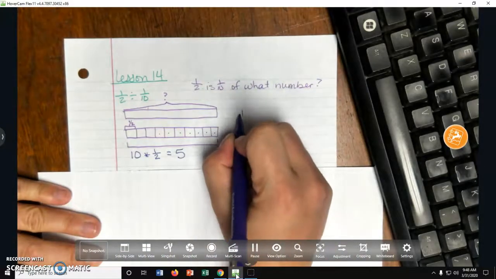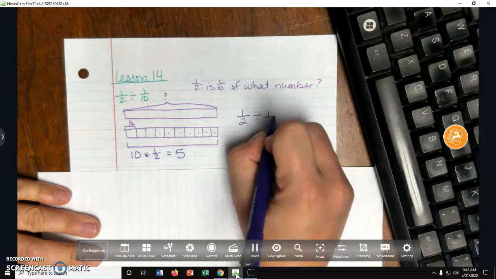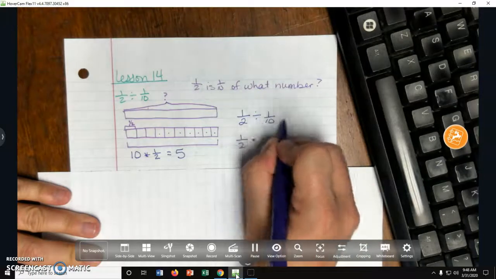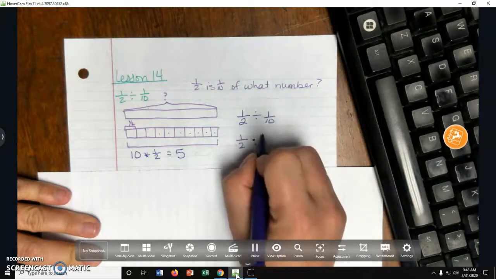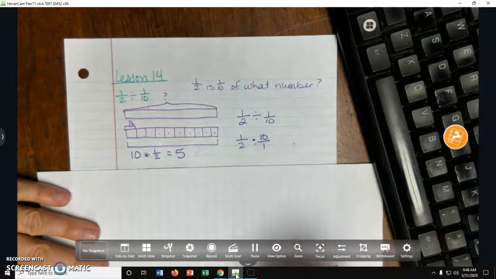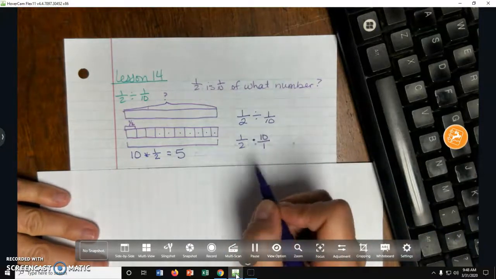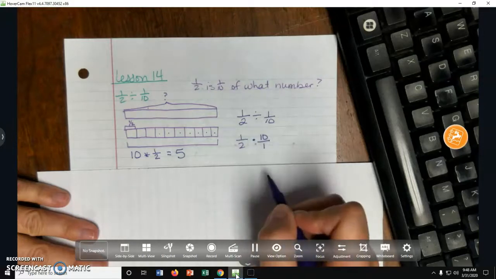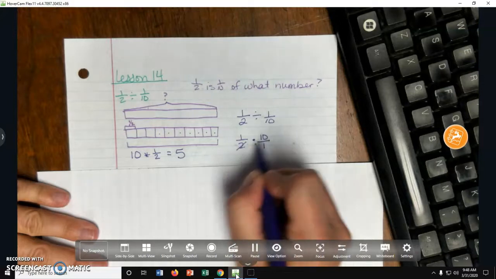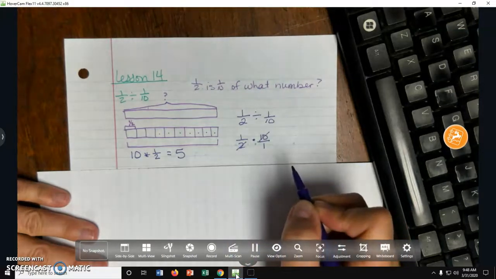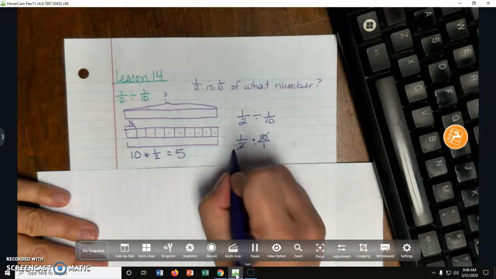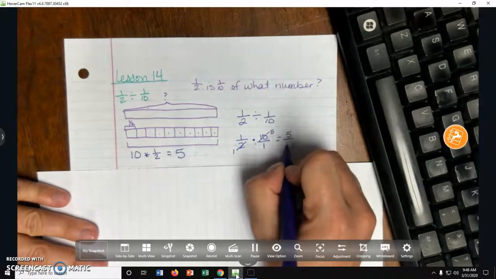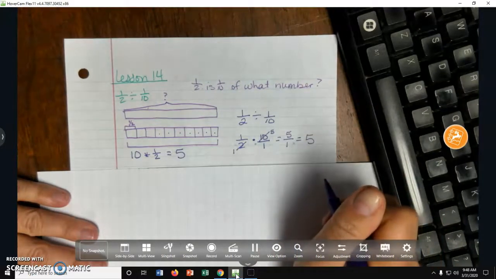Showing it with our standard algorithm, we know that dividing by 1/10 is the same as multiplying by its reciprocal, multiplying by 10 over 1. From here, you can cross cancel, or you can go ahead and multiply as normal. You'd get 10 over 2, which would reduce. I'm going to do my cross canceling in this step here. I can divide both 2 and 10 by 2. 2 divided by 2 is 1. 10 divided by 2 is 5. And I end up with 5 over 1, which in lowest terms equals 5.